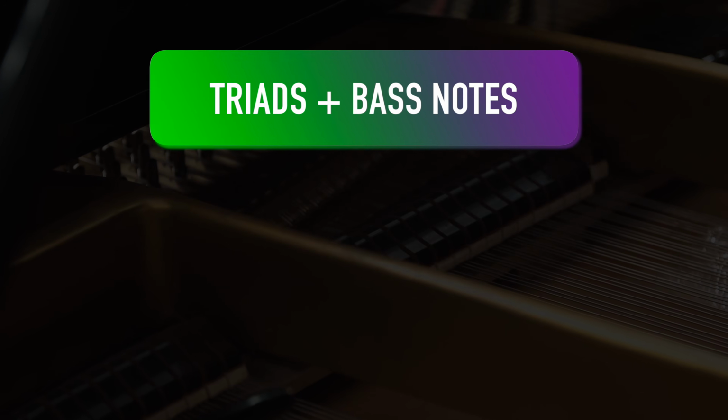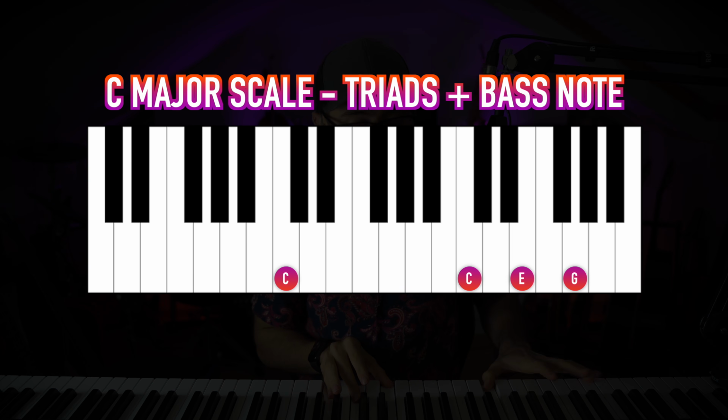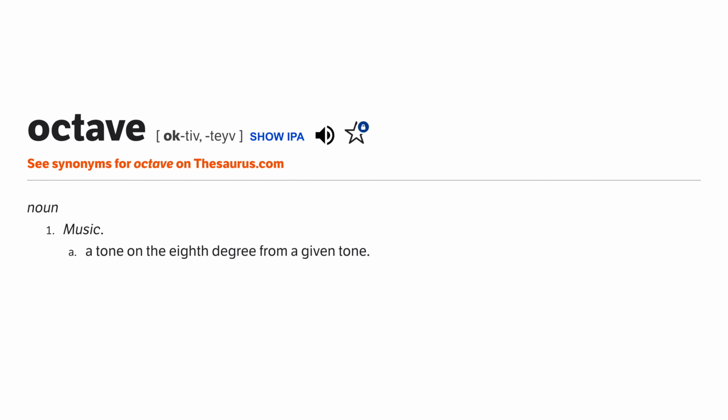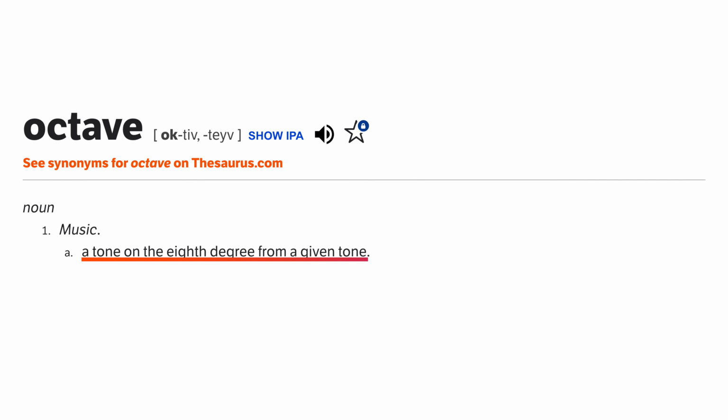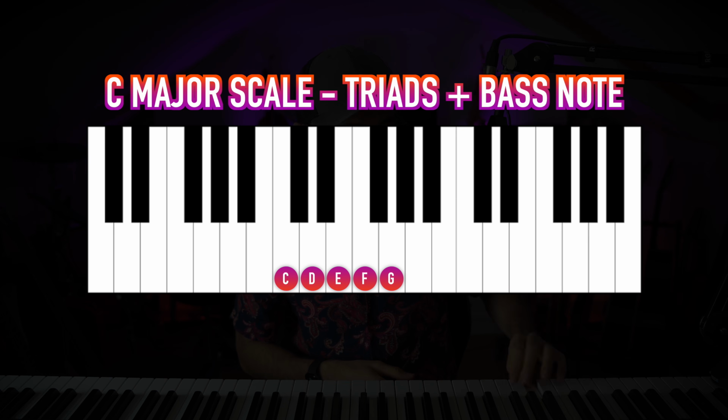Well, there's a few things we can do, and the first one is that we can play 2 of the same notes. So if we are playing a C with a C chord, we can actually play 2 Cs in the left hand, and this is called an octave. In music, an octave just means from one note to the next note with the same name, and it's called an octave because oct means 8, and those notes are actually 8 notes apart in the scale. 1, 2, 3, 4, 5, 6, 7, 8.